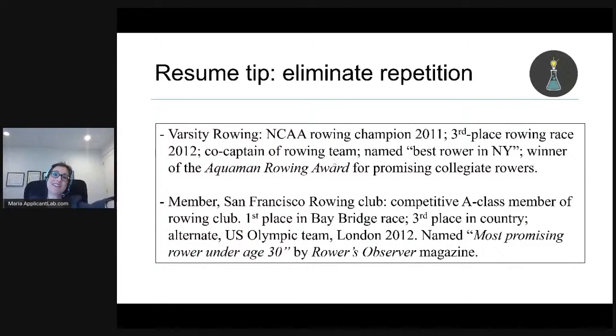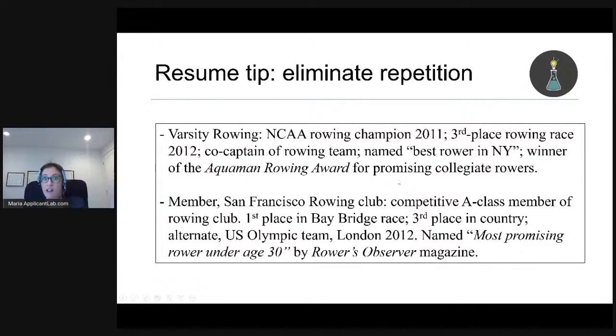So this is an extreme example, but I do think it is instructive. So that's why I keep it in. And I have again changed all of the identifying information about this candidate. But once, many years ago, I got a resume that had the following bullet points in it. Underneath the college part, it had varsity rowing, a member of the varsity crew team. I was the NCAA rowing champion in 2011. I won this race. I was named the best rower in New York. There's some sort of a rowing award that I won.